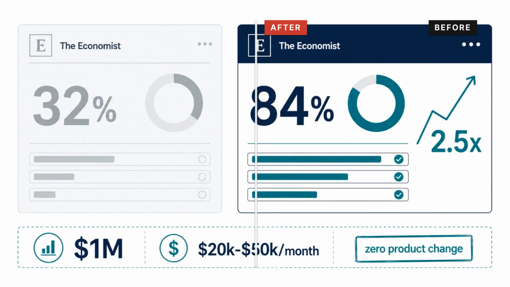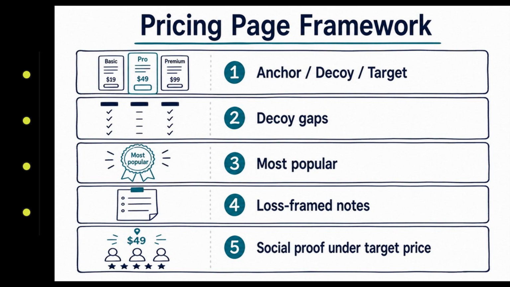So what does this actually do to revenue? When SaaS companies restructure their pricing page using these three principles, the typical lift is not 5 or 10%. It is in the range of 30 to 100% on plan value, depending on the starting point. The Economist went from 32% to 84% on bundle selection. That is a 2.5 times increase in average revenue per visitor with zero change to the product. For a SaaS company doing $1 million in monthly recurring revenue, a similar restructure can mean an extra $20,000 to $50,000 per month recurring. Here is the copy framework you can apply today.